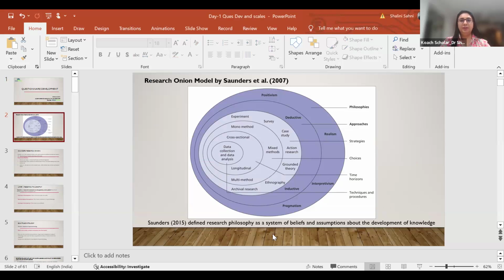As a protocol, if you have any questions in between, you can either put them in the chat box or wait for 15-20 minutes until I finish with that topic, and then I can take up the questions. All right. If you try to observe all the rings of this onion, you can understand the deeper aspects of the research, what we basically do and how we plan our research.